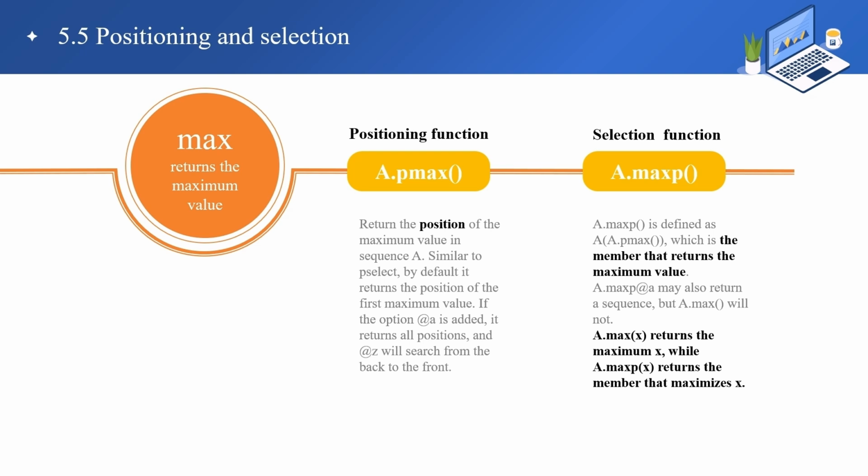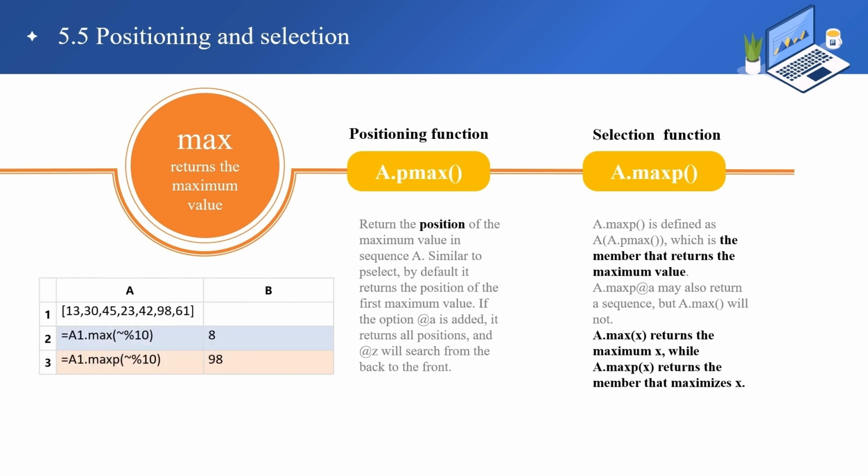The bigger difference is in the case with parameters. A.max(x) returns the maximum x, while a.maxp(x) returns the member that maximizes x. For example, see the difference? Max returns the maximum value itself, while maxp returns the member that makes the maximum value appear.